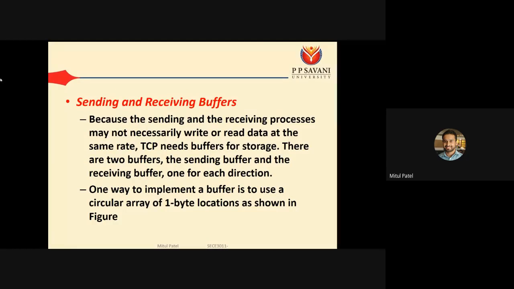Then there are the sending and receiving buffers. To maintain the flow at the sending side and the receiving side, we require a buffer. A buffer is nothing but a storage location that is allocated at the sending side, and in the same way at the receiving side. One way to implement a buffer is to use a circular array of 1-byte locations.